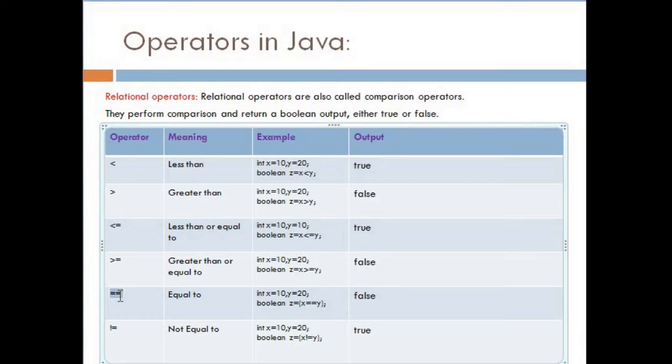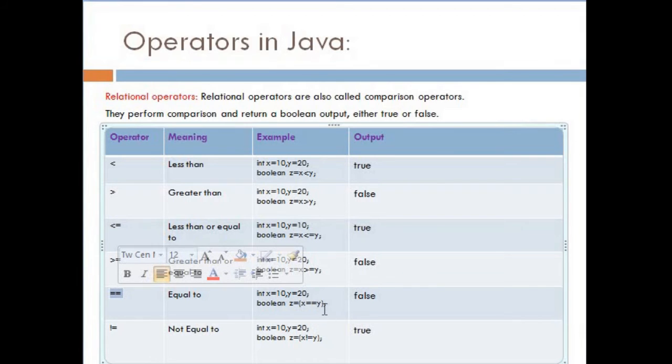But the double equality sign does not represent the assignment operator, it represents the equality operator. Now check these two Java statements. In the first statement, the value 10 is assigned to the variable x, then 20 is assigned to the variable y. In the next statement, boolean z equal to x double equal to y. Now x double equal to y is checking whether the value contained in the variable x is equal to the value contained in the variable y or not.